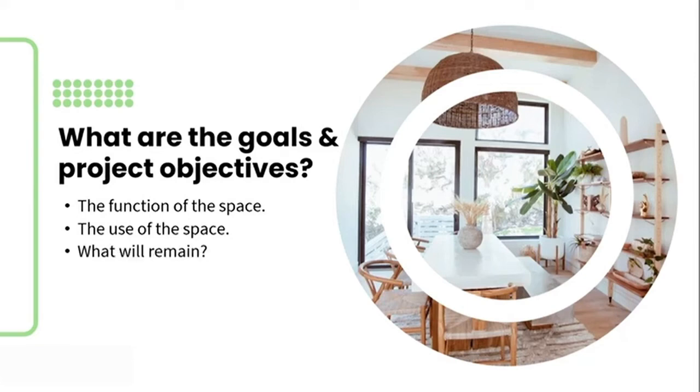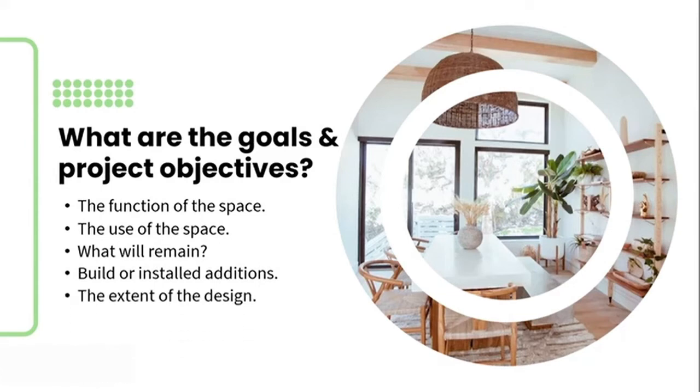Next, we need to understand what will stay and what will go. What features need to be removed from the space. Next, we look at whether any additions need to be built in or installed, followed by how much work will need to be completed within that space and any specific requirements such as accessories, furniture, lighting, and placement. And lastly, and most importantly, the client's likes and dislikes. This is only going to help us with our planning and our project.